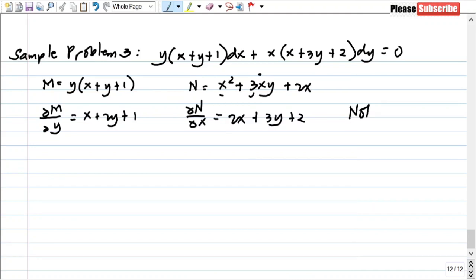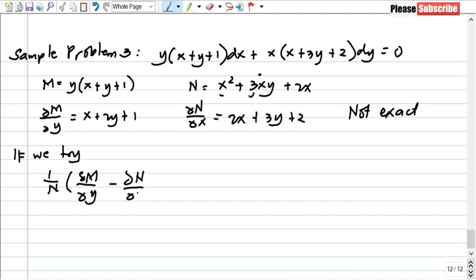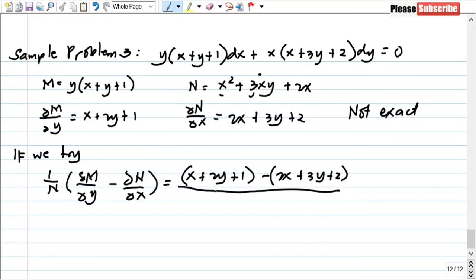So, kung titignan nyo, this is not exact. Hindi po siya exact. So, anong gagawin natin? Try natin, tulad ng ginagawa natin kanina, 1 over n times the partial derivative of m with respect to y minus the partial derivative of n with respect to x. Check natin. So, ito, x plus 2y plus 1 minus 2x plus 3y plus 2 over n, which is x squared plus 3xy plus 2x.